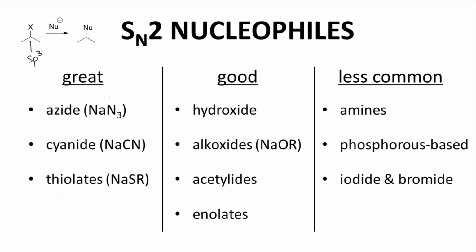They are all anions with sodium balancing the charge. Good for them. How about the good nucleophiles? They include hydroxide, the alkoxides, acetylides, and enolates. These are also anions.